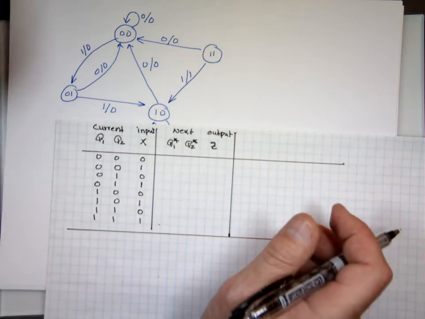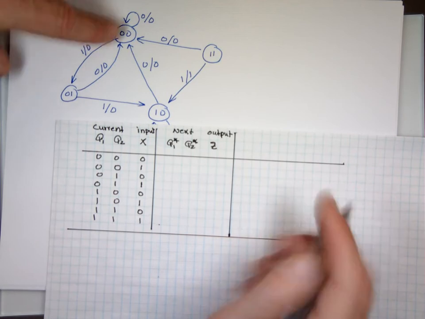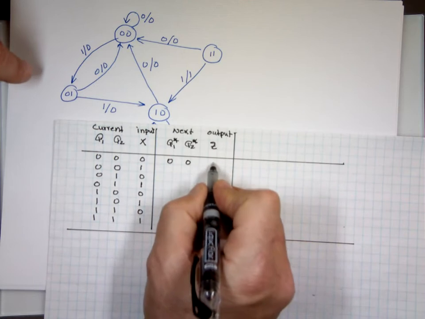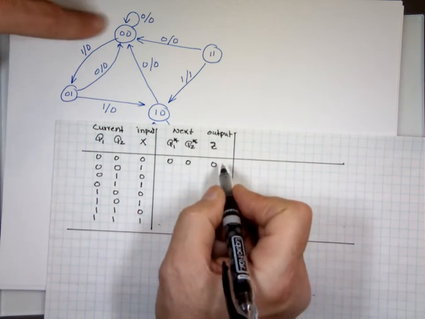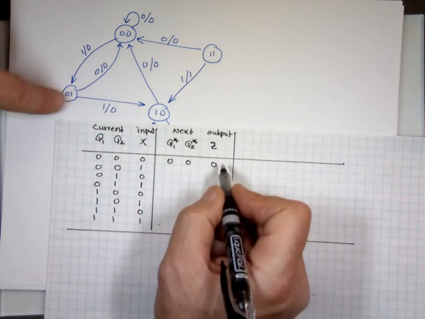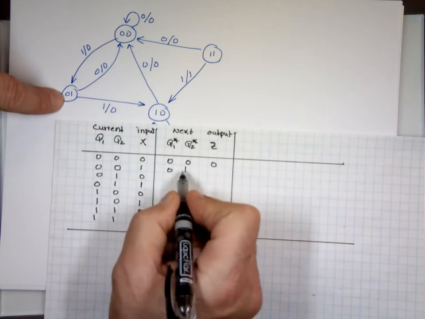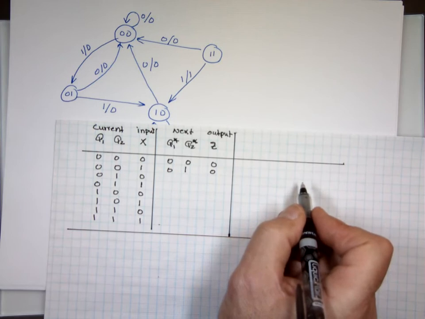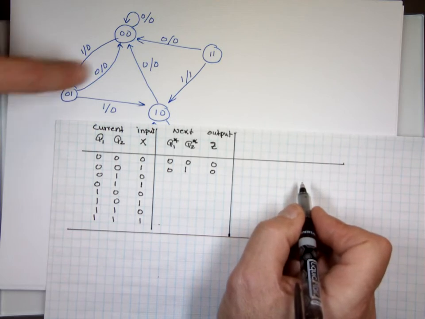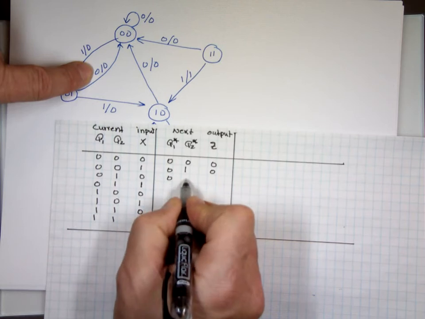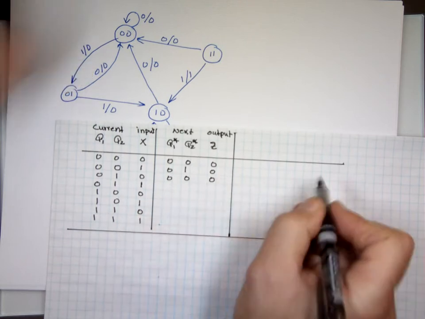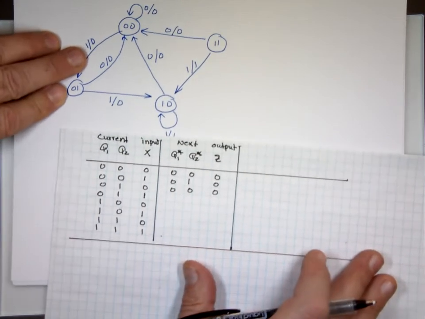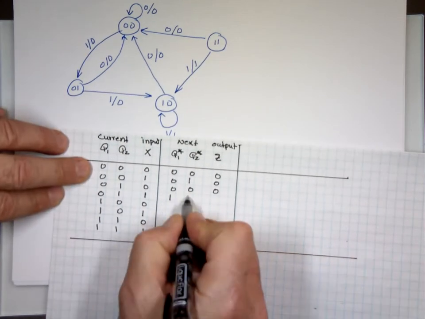Let's go through them. If I'm at 0,0 and I put in a 0, I stay there, and my output is 0. If I put in a 1, I go to 0,1, and my output is 0. If I'm at 0,1 and I put in a 0, I go back to 0,0, my output is 0. If I put in a 1, I go to 1,0, my output is 0.